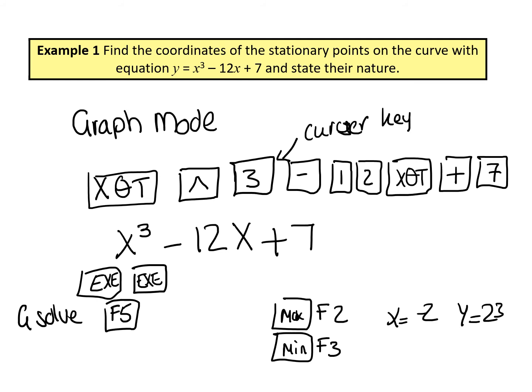If you then press the exit button, that's always a good button to press, and then try pressing G solve, the F5 again. I might have to draw the picture again, and I've gone back to the equation. Then press G solve, and then press F3 for minimum. It should come up with x equals 2 and y equals minus 9. Just confirming what we did was correct, and you should be seeing this sort of picture.